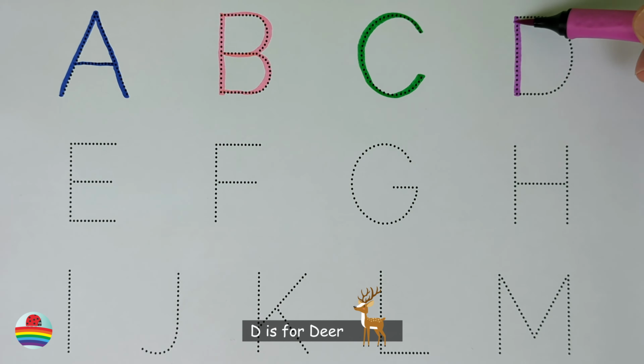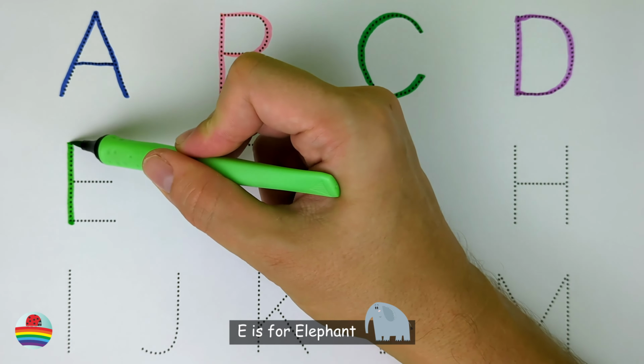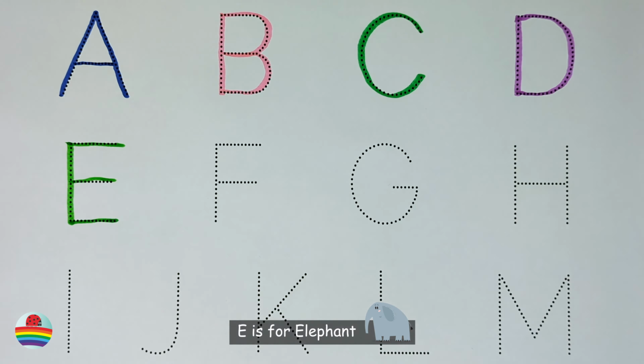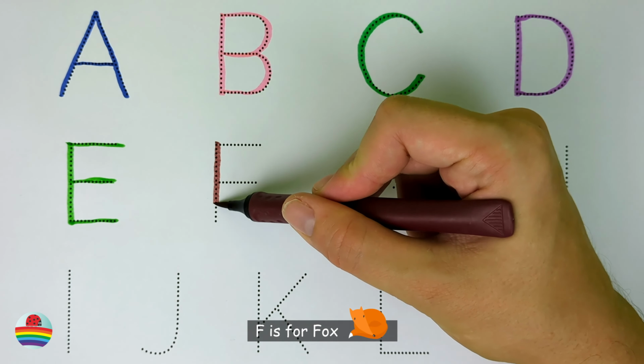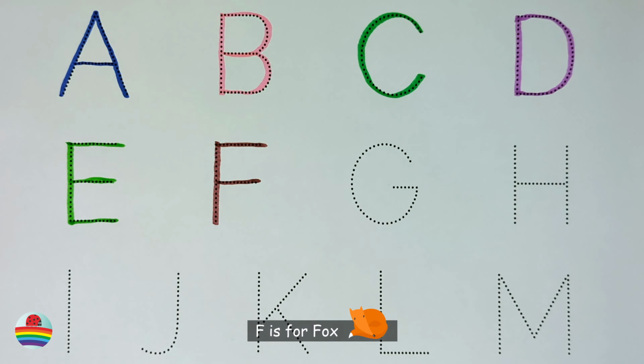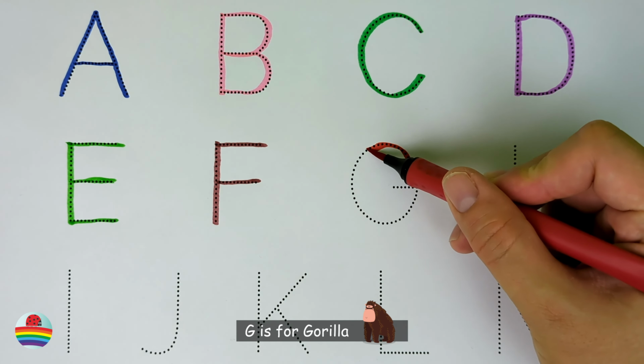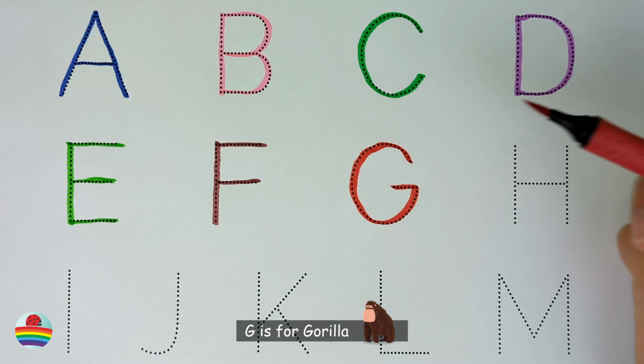D. D is for deer. D. E. E is for elephant. E. F. F is for fox. F. G. G is for gorilla.